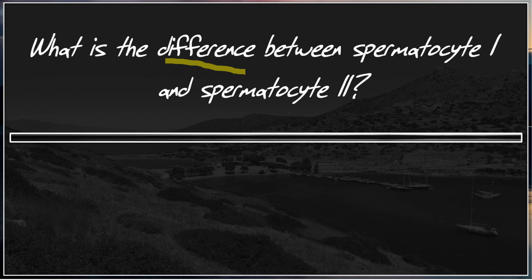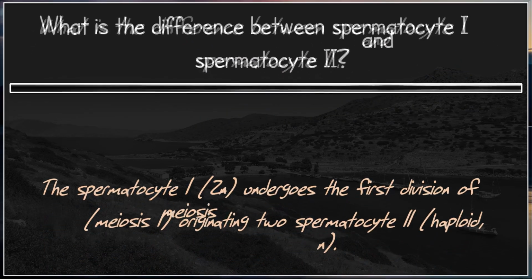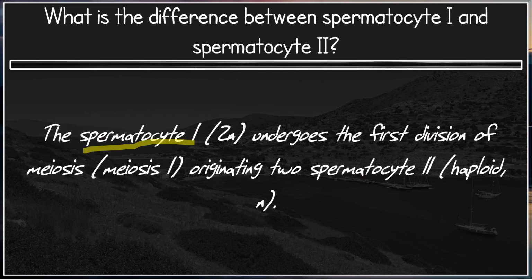What is the difference between spermatocyte 1 and spermatocyte 2? Spermatocyte 1 is diploid. It undergoes the first division of meiosis, meiosis 1, originating spermatocyte 2, which are haploid.